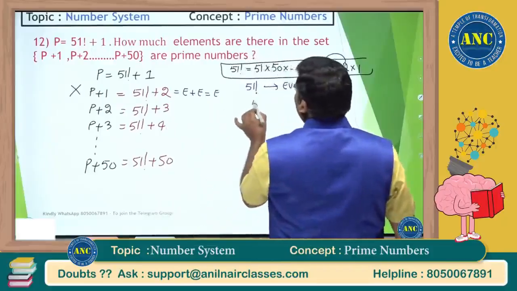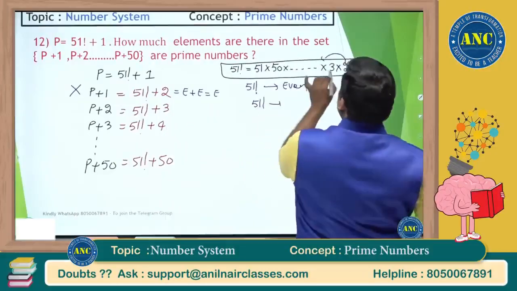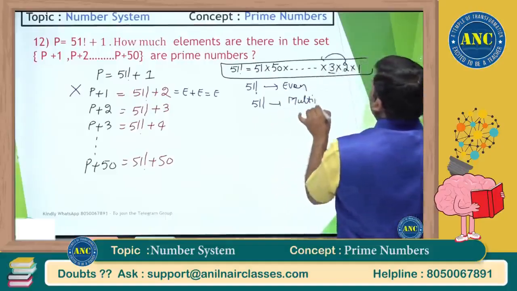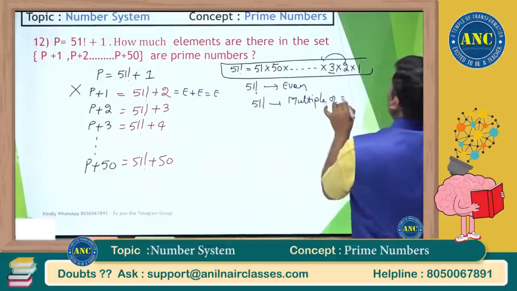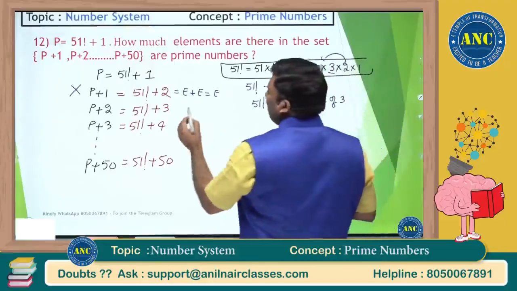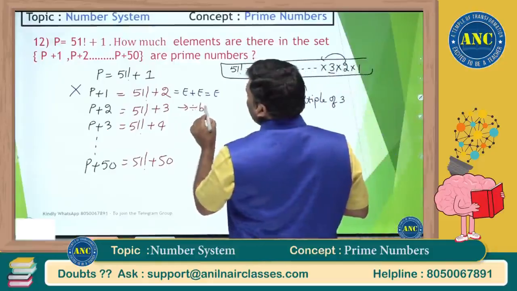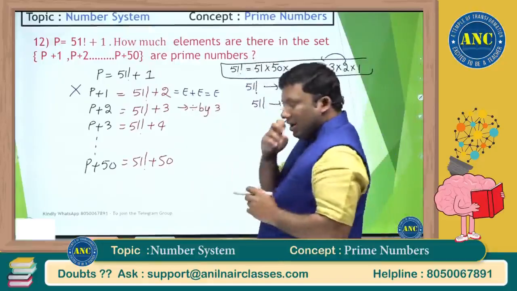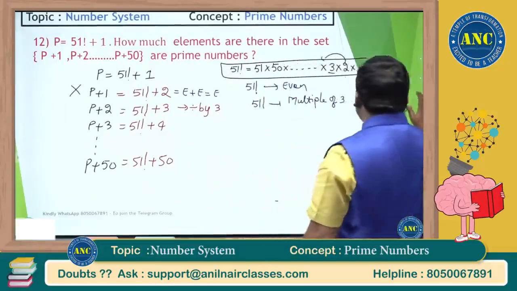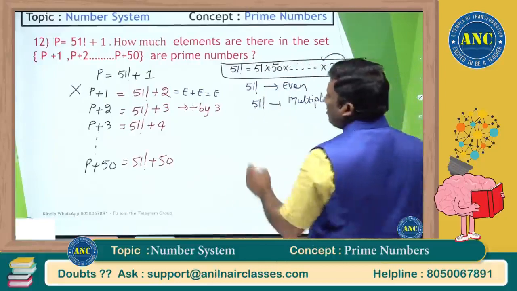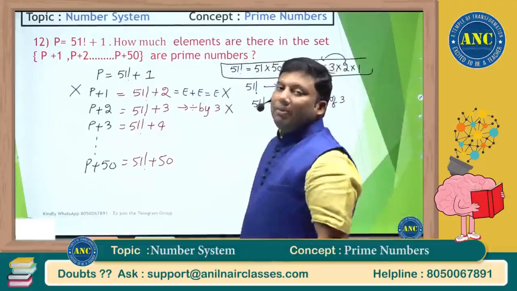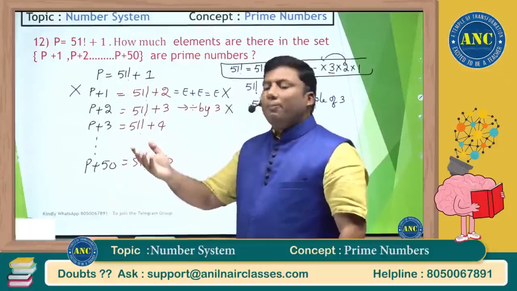Next one, 51 factorial plus 3. 51 factorial contains 3 as a factor, so it is divisible by 3. Plus 3, which is also divisible by 3. So the answer should be divisible by 3. Any number divisible by 3 is a multiple of 3, thereby it is a composite number.